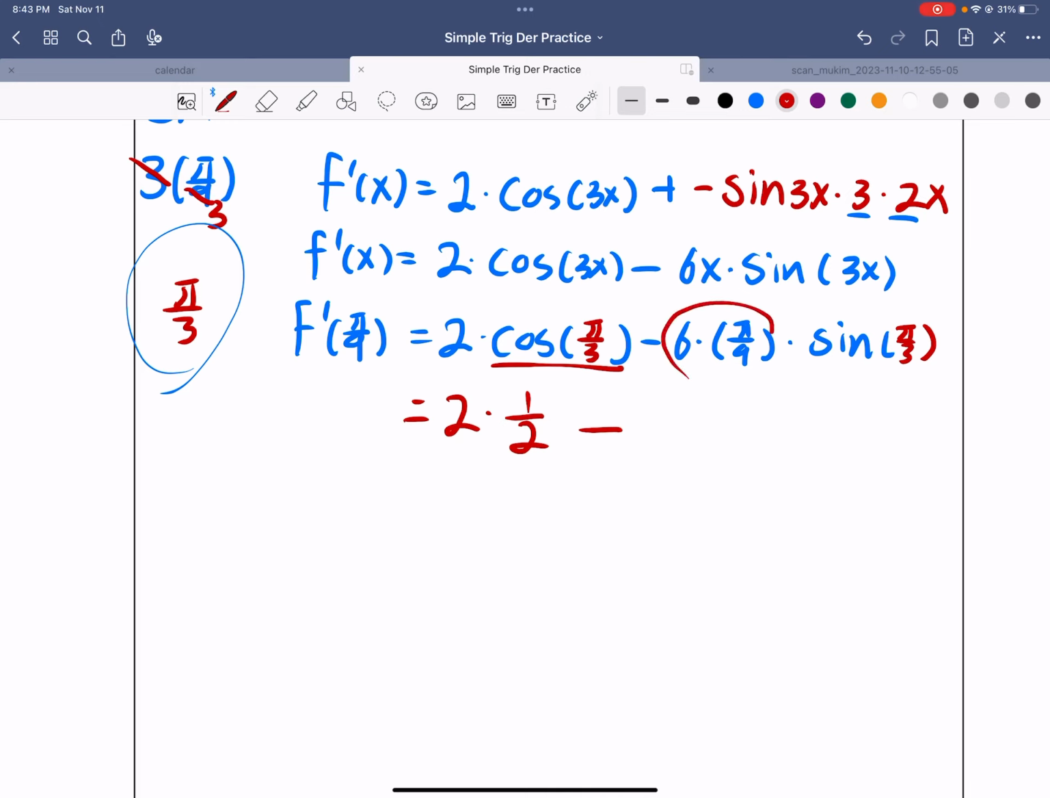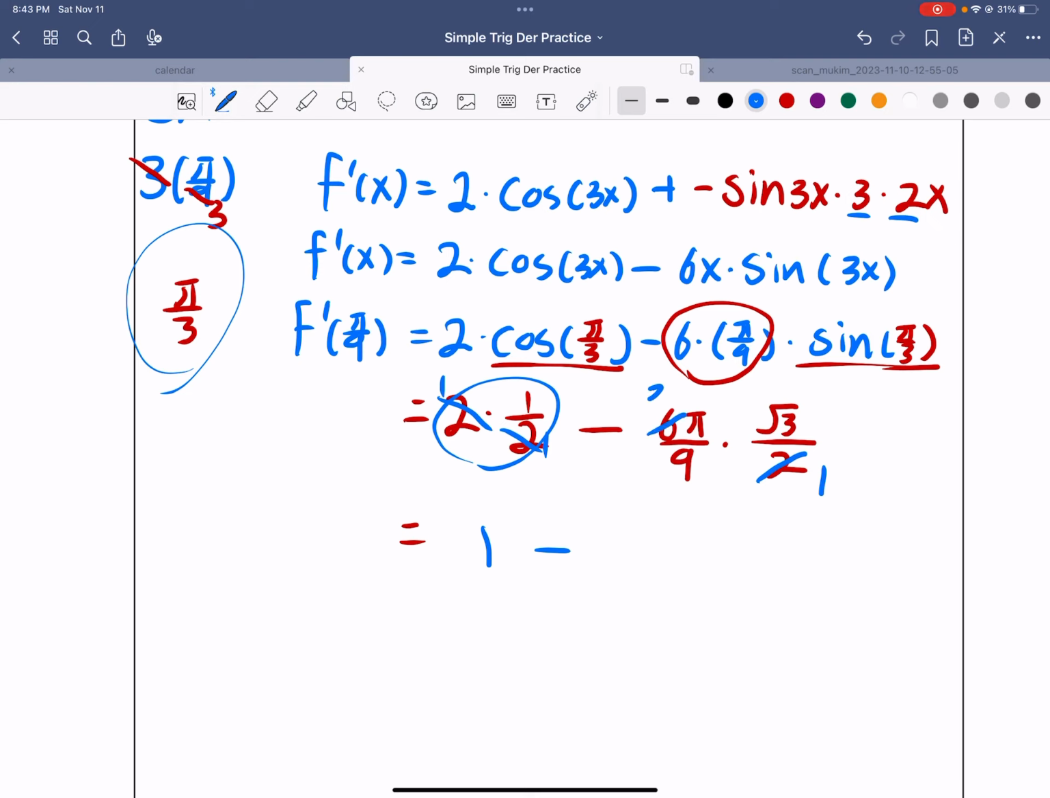let me do this one. 6 times pi over 9. I'm not going to simplify right now, so I'm going to write just 6 pi over 9, although it's going to be 2 pi over 3, times this one, which is square root of 3 over 2, right? All right, so let's simplify. 2 times 1/2 is going to be 1, minus, let's simplify this. So that's going to be 1, that's going to be 3. And I can simplify further here. So that's going to be 1, that's going to be 3.